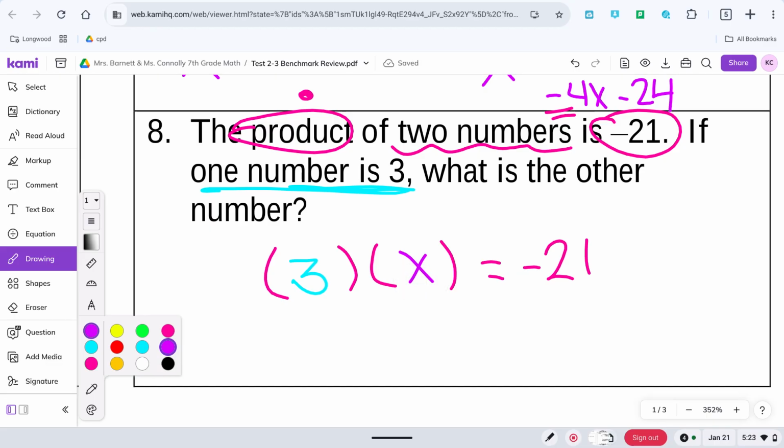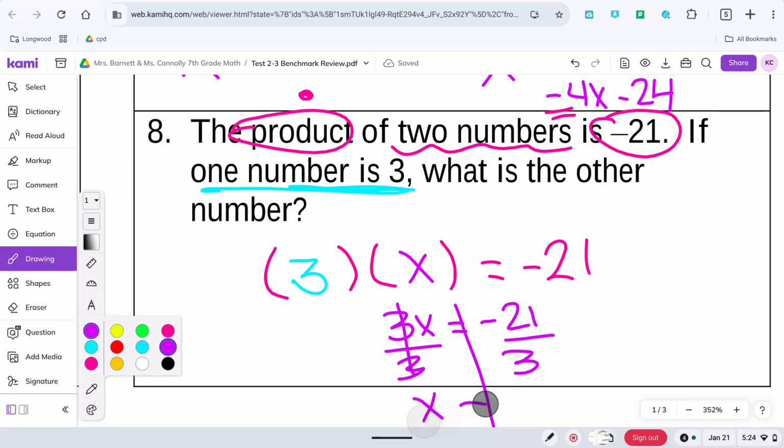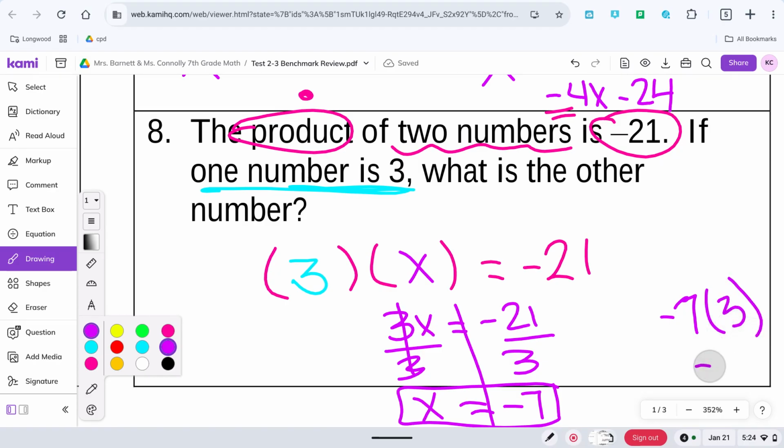Some of you will just see it and know that it's negative 7. If you don't, make yourself an equation. 3x equals negative 21, and you divide both sides by 3. X equals negative 7. And then you can test it. Does negative 7 times 3 equal negative 21? Sure does. So your other number was negative 7. Go to video 2 for part 2.